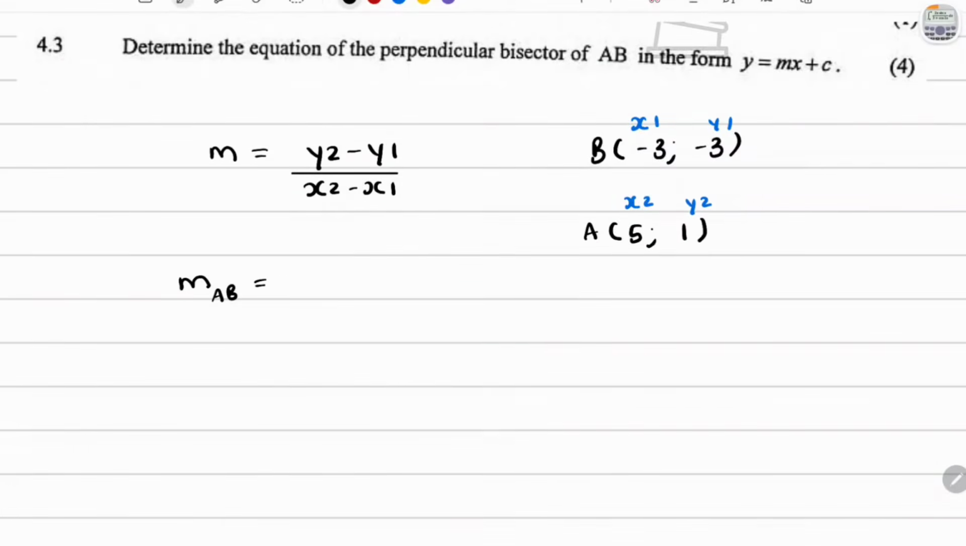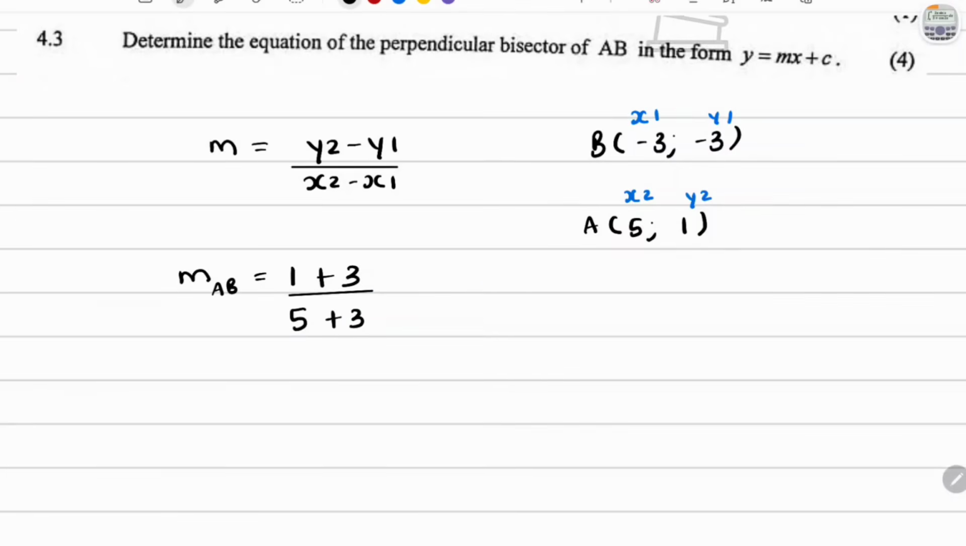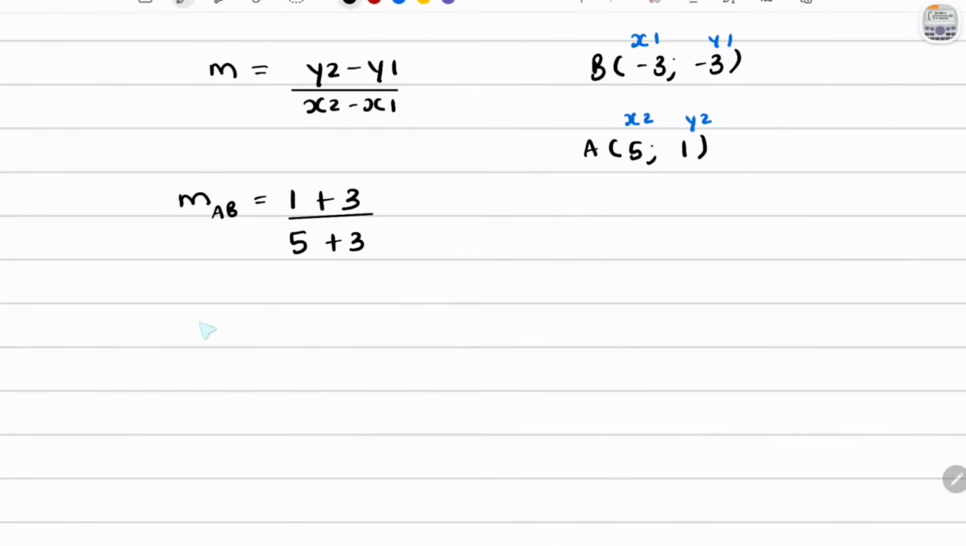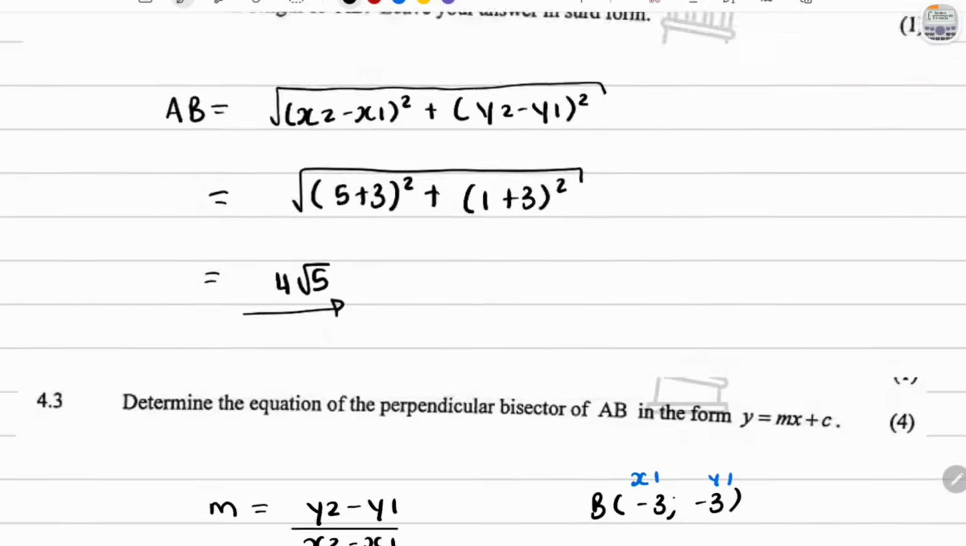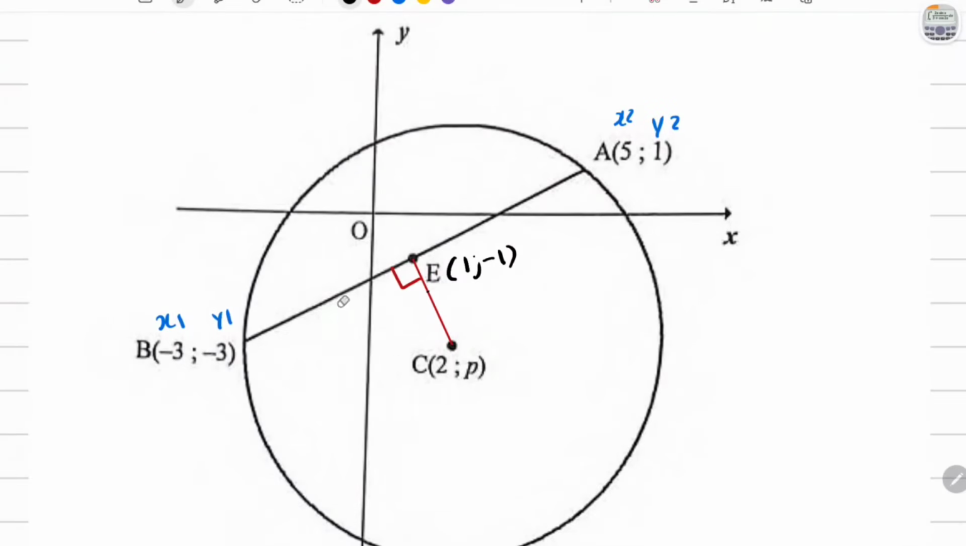It's still fine. So we're going to go ahead and say 1 minus negative 3, which of course will become a plus 3 over, and we have 5 minus negative 3, which becomes a plus 3 as well. So that is really just 4 over 8 that we can see there. 4 over 8, if you simplify 4 over 8, it gives you a half. Okay, so we know the gradient of AB. Remember, that is the gradient of this chord. Now, the chord is perpendicular to this line.